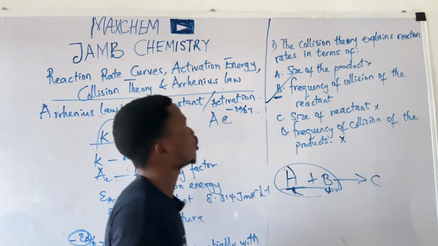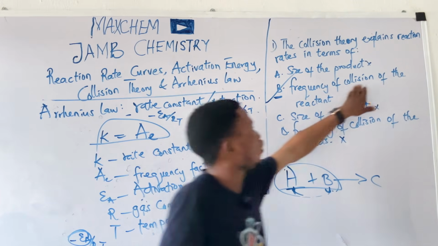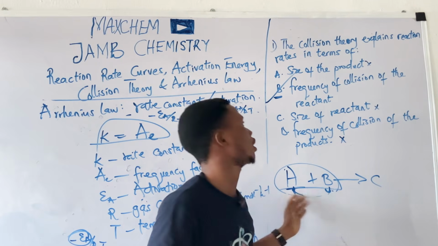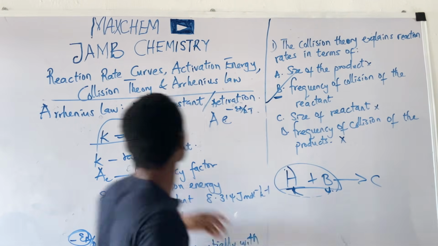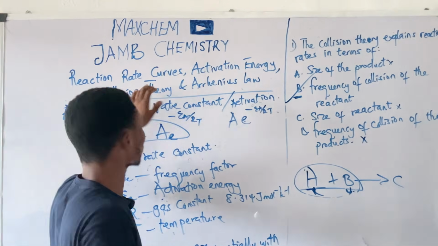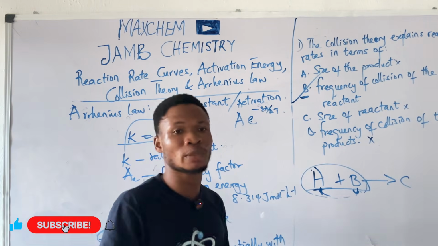That is the collision theory: it explains reaction rate in terms of frequency of collision of reactants. That is, there should be collision between the particles of reactants before a product can be formed. Look out for more questions on reaction rates, curves, activation energy, collision theory, and Arrhenius law. And if you have a question, drop it in the comment section.